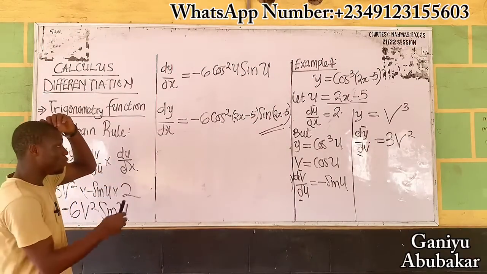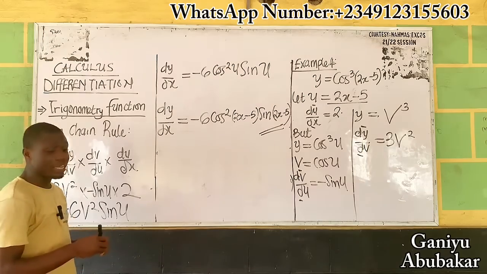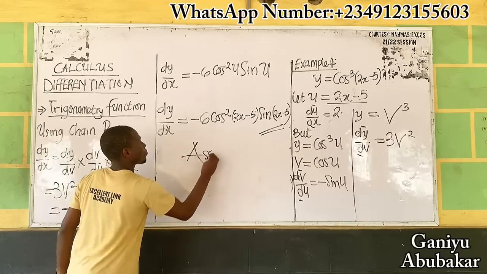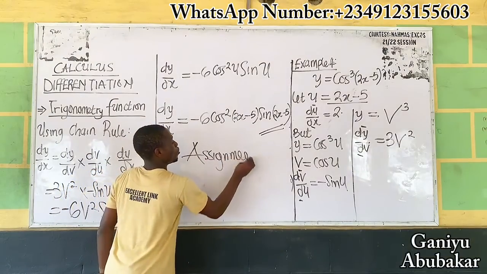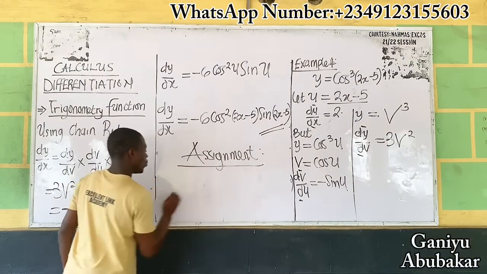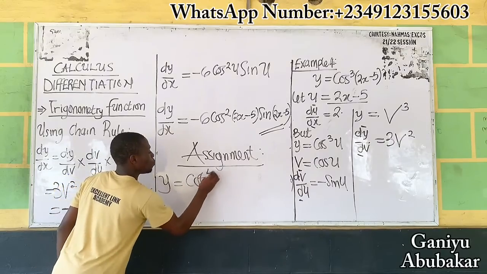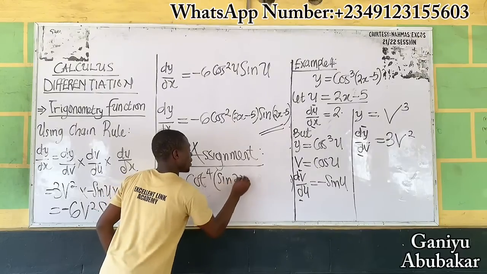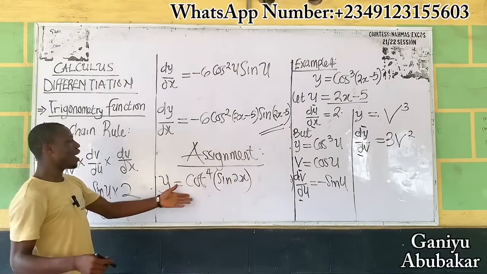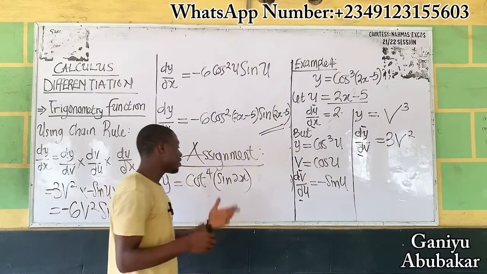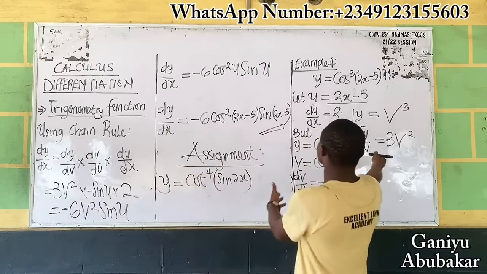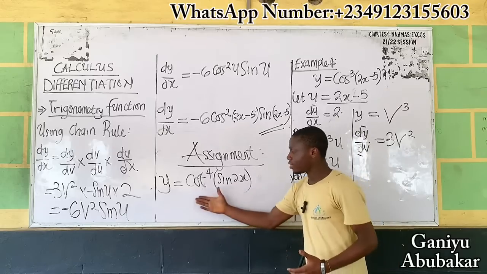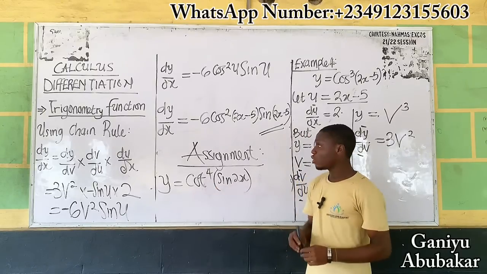So I'll give you an assignment to try and do it and leave your answer in the comment section. Try this out for me: y equal to cot to power 4 of sine 2x. Follow the same pattern I used here, and then we'll see what you get. Leave your answer to this question in the comment section.